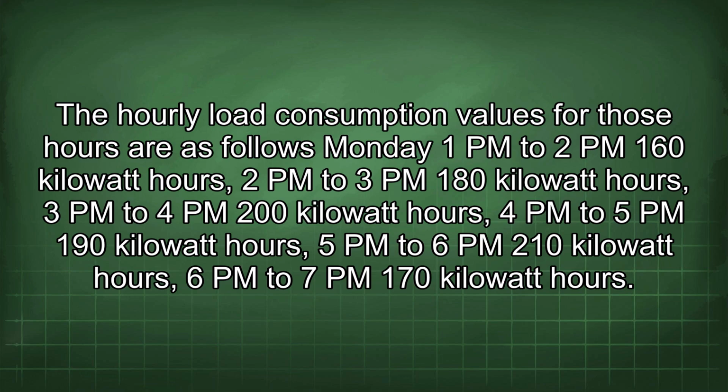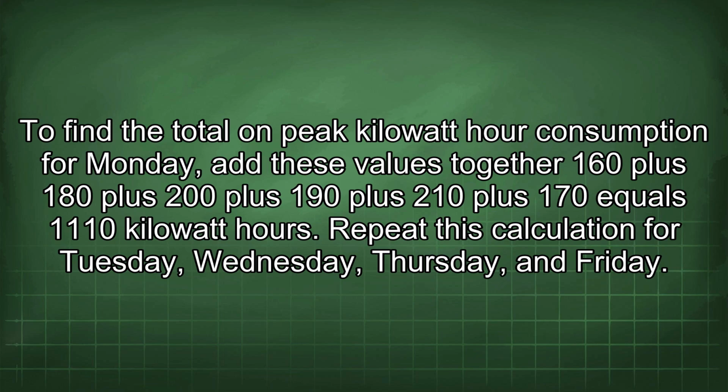3 p.m. to 4 p.m. 200 kilowatt hours, 4 p.m. to 5 p.m. 190 kilowatt hours, 5 p.m. to 6 p.m. 210 kilowatt hours, 6 p.m. to 7 p.m. 170 kilowatt hours. To find the total on-peak kilowatt-hour consumption for Monday, add these values together: 160 plus 180 plus 200 plus 190 plus 210 plus 170 equals 1110 kilowatt-hours.